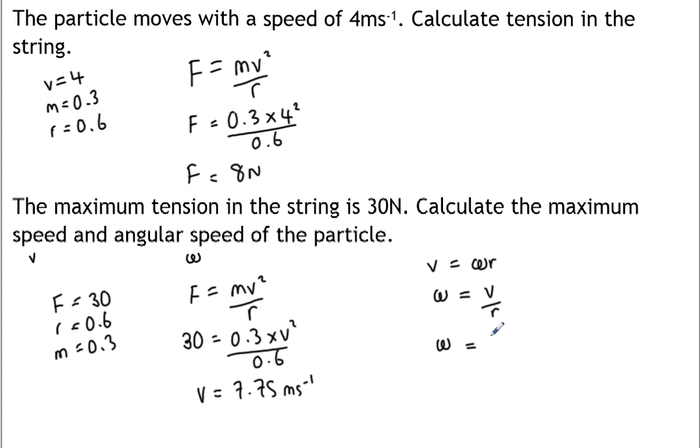So that's 7.75 divided by 0.6, that's 12.9 rads per second, s minus 1. Okay. Now, what is that in real life? Well, remember that 1 full turn is 2 pi, so 6.28. So 12.9 is just over double that. So you're spinning around just over 2 full rotations per second, that means.